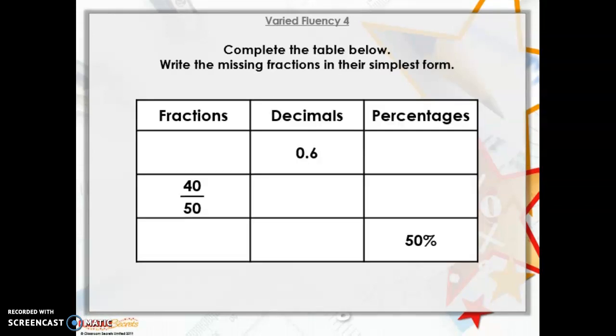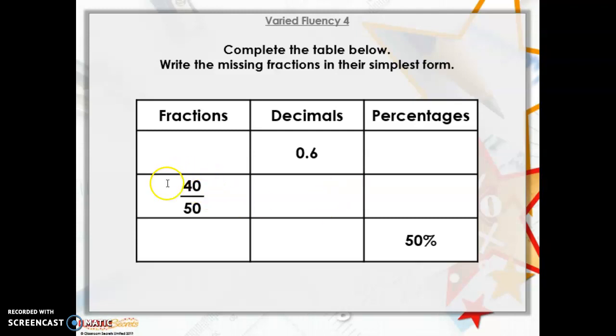Okay, another question for you. Have a little look at the table. A table that's very similar to the ones that you've done already. Okay, hopefully you'll be able to convert it. Pause the video and have a little try working out all of the answers, please. Okay, if you have got 0.6, okay, you have got 6/10 or 60 over 100. As a percentage, that is 60%.